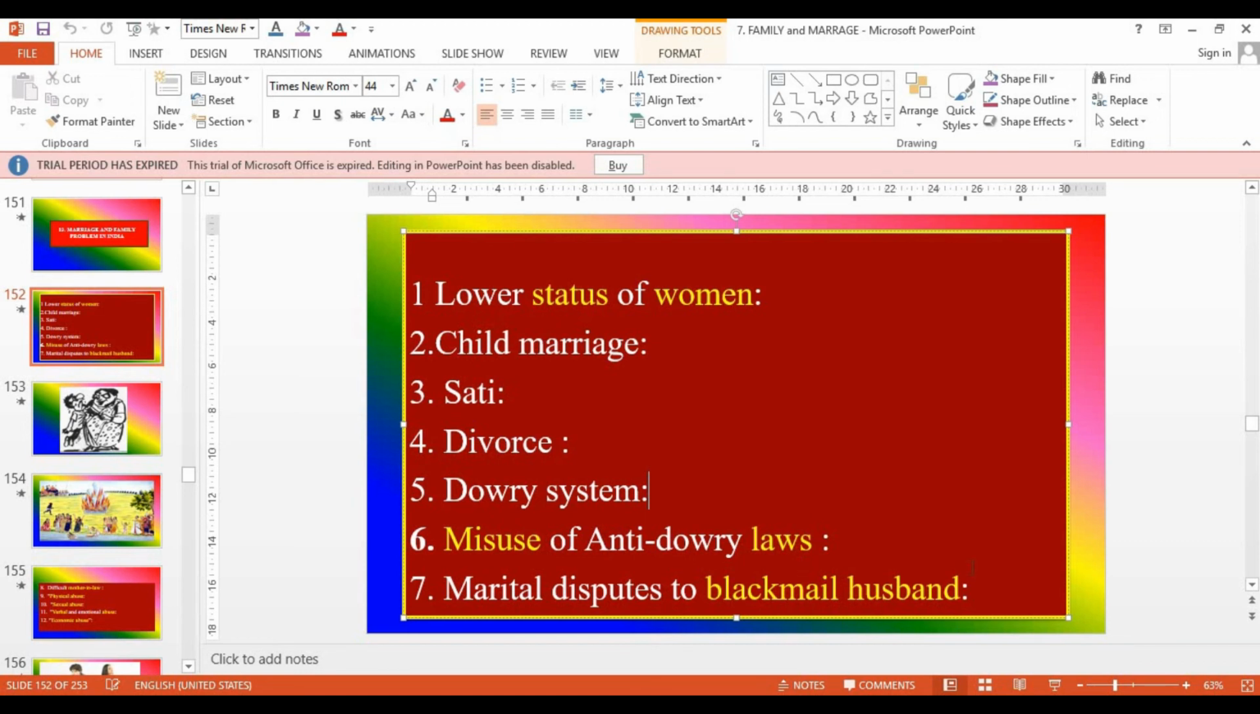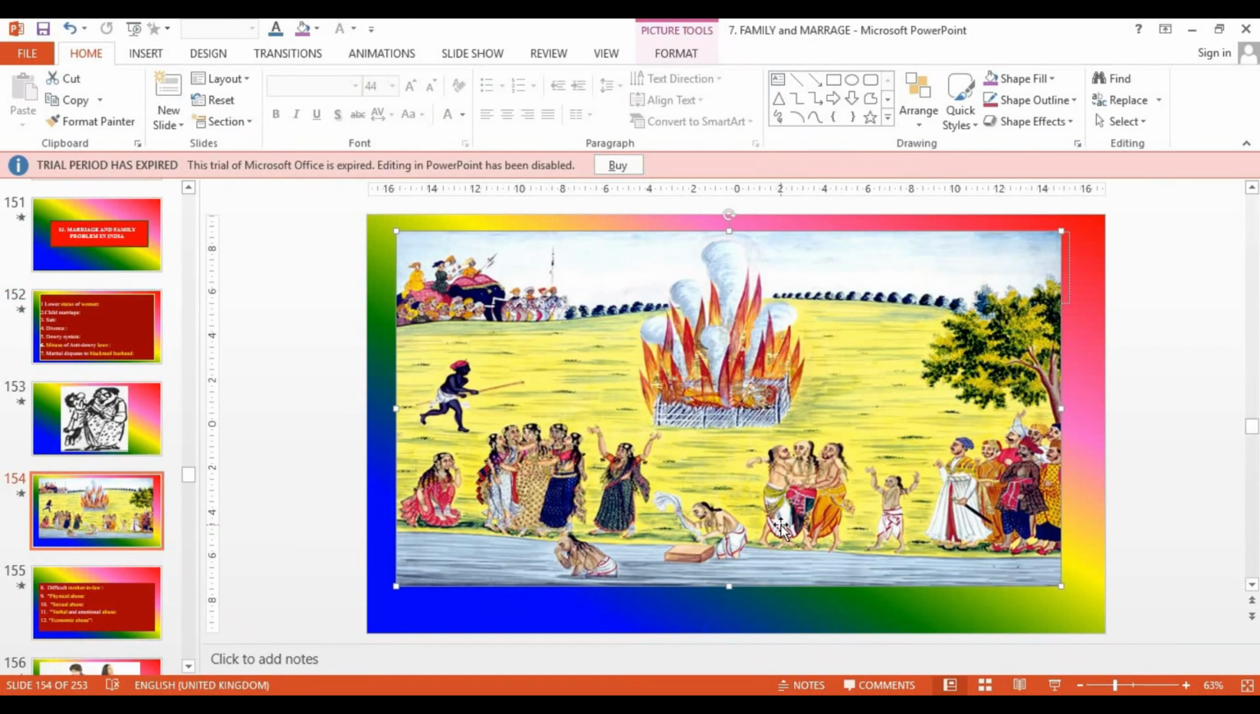For example, the family, husband and wife living together. The wife has a desire, to fulfill some material or gold or any other desire, and if not fulfilled by the husband, she blackmails him.